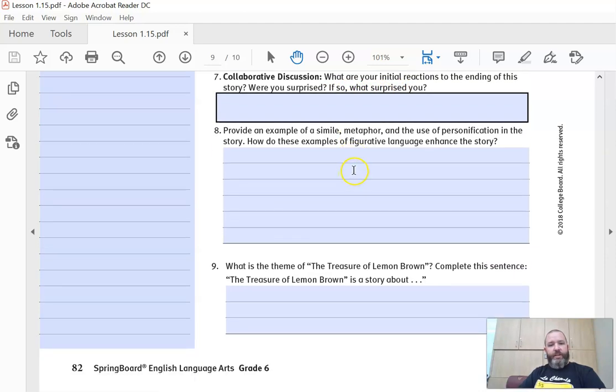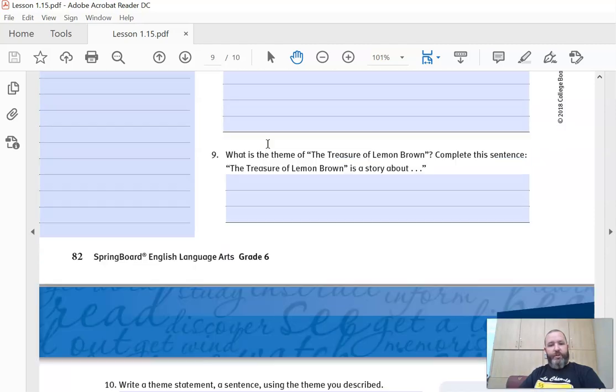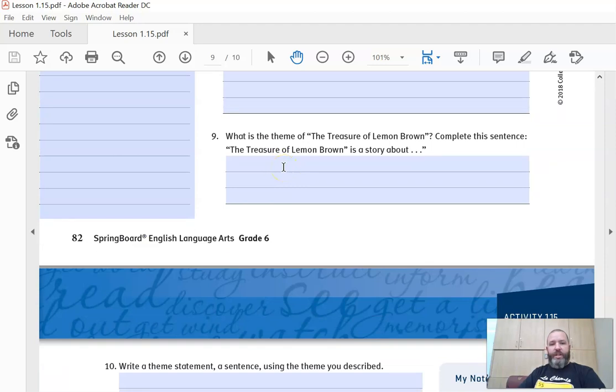Number 8, provide an example of a simile, a metaphor, and the use of personification in the story. So you need one of each: one simile, one metaphor, and one personification. How do these examples of figurative language enhance the story? Number 9, what is the theme of The Treasure of Lemon Brown? Complete the sentence: The Treasure of Lemon Brown is a story about.